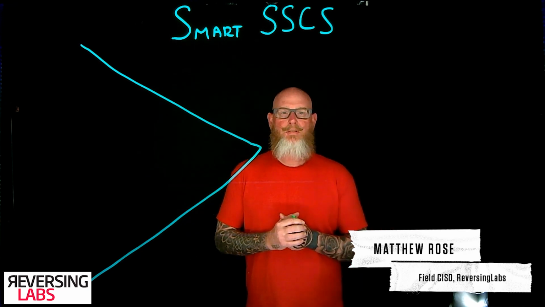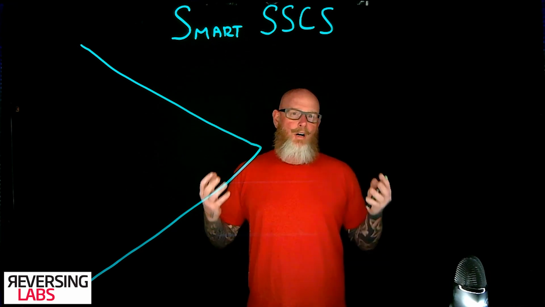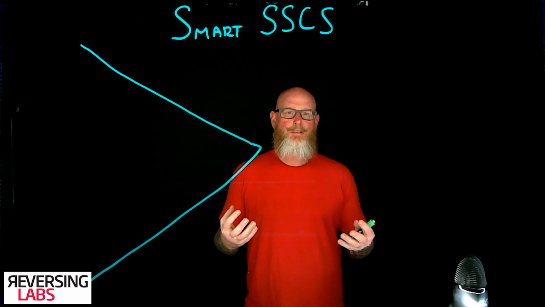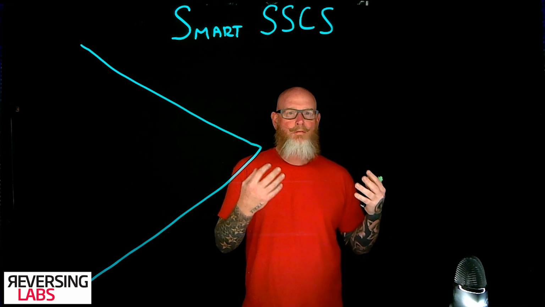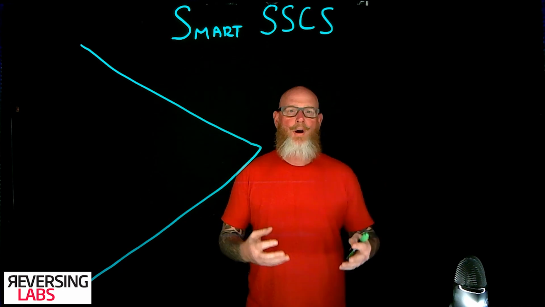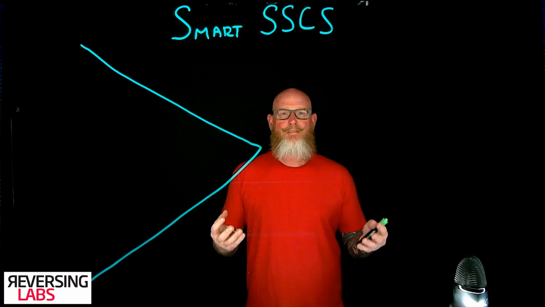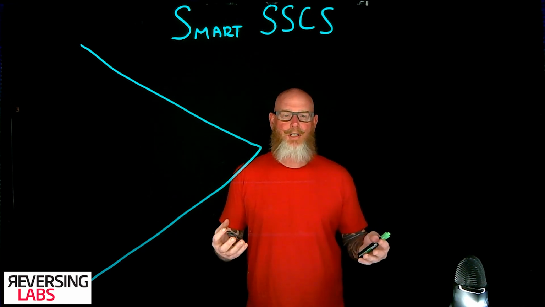Today's episode of Reversing Glass is called Smart SSCS, or Software Supply Chain Security. A lot of talk about software supply chain security. There's a lot of different vendors, a lot of different approaches to software supply chain security. Everything from scanning components to scanning a running application to looking for malware. But I want to really shine a light on a more effective way to actually accomplish secure software supply chains.